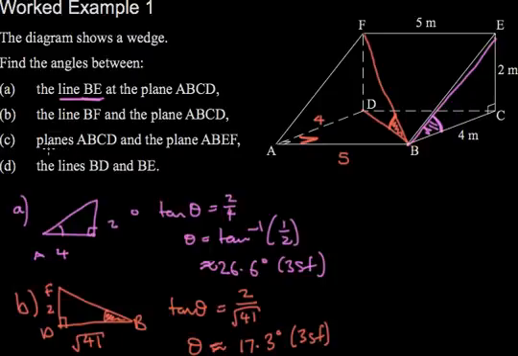For part C, the planes ABCD and ABEF, that is actually the same as what we worked out in part A, because it is the smallest angle between those two planes. So the answer to C, which I'll do over here, is the same. It's approximately equal to 26.6 degrees to 3SF.